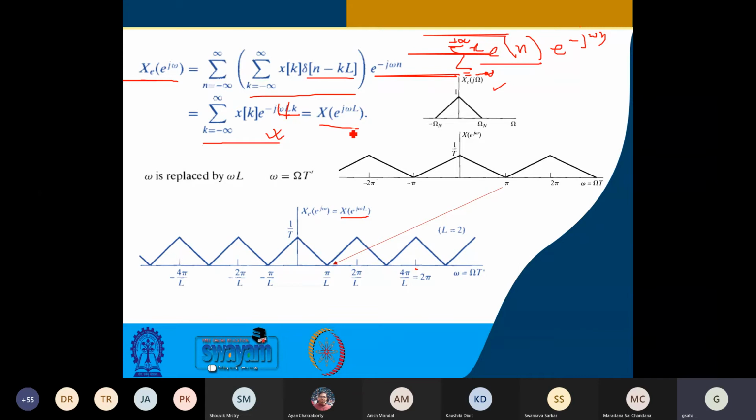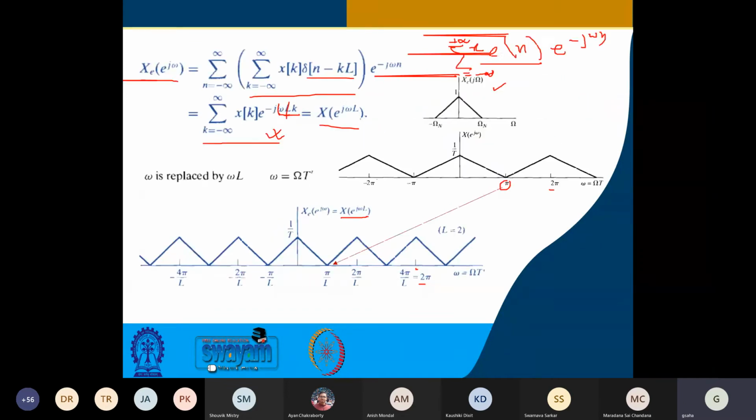Okay, so because omega prime is omega multiplied by L, this omega axis is getting compressed. Earlier it got expanded, now it is getting compressed. So whatever was appearing at pi, now appears at pi by L. Whatever was appearing at 2 pi appears at 2 pi by L. For L equal to 2, in this example, we can see pi by 2 to pi by 2, that is pi. So the 2 pi that was there becomes pi here. So 2 pi will come in this manner over here.